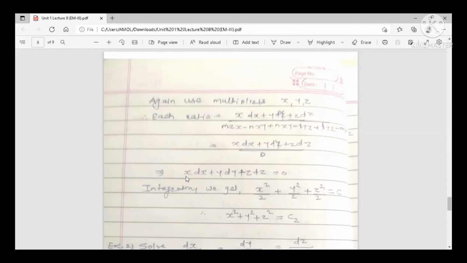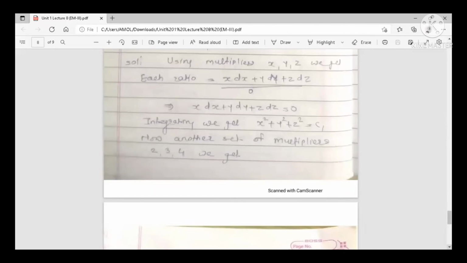So the numerator term is also 0. So as the second equation, x dx plus y dy plus z dz is equal to 0. So here variables are separated. So integrating we get, integration of x with respect to x is x square by 2. Middle term, integration of y with respect to y is y square by 2. Integration of z with respect to z is z square by 2, is equal to C2. Second set of solutions. So the constant of integration we take here is C2.